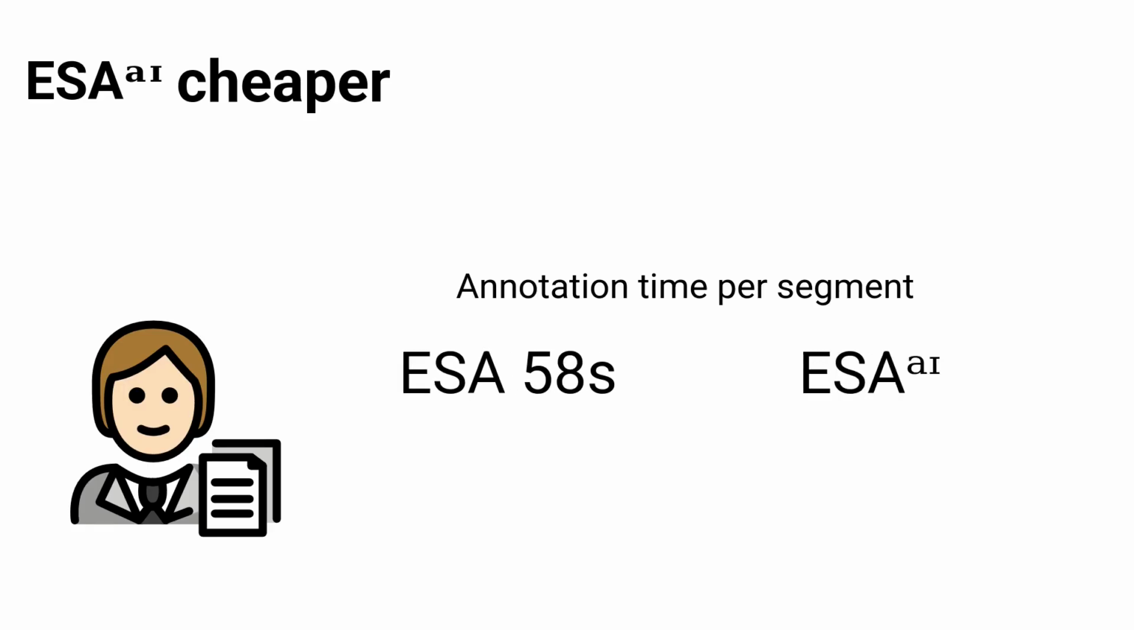Let's focus on the cost first. This can be measured in how long it takes one annotator to annotate a single translation. For ESA, this time is 58 seconds, and for ESA AI, it's 52 seconds. That does not look so good. Saving 6 seconds on average is maybe not even worth the effort.